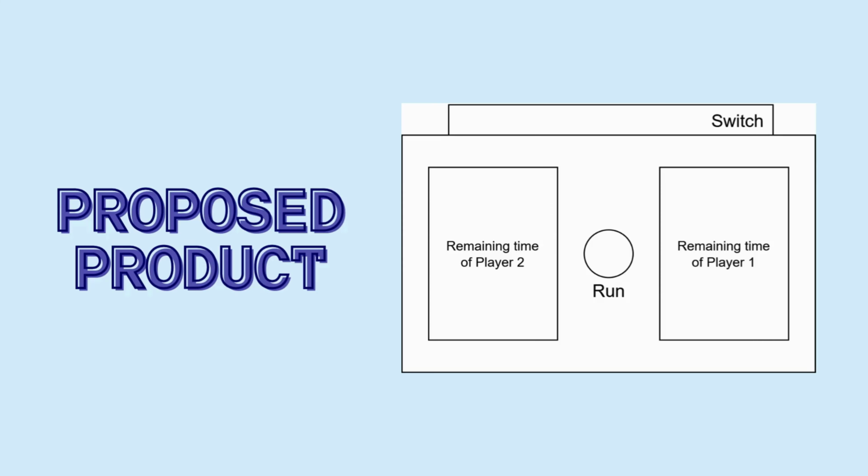The proposed chess clock features a straightforward and user-friendly interface with two primary buttons, the run button and the switch button, allowing effective countdown management for each player. To enhance visibility and usability, the clock includes two 7-segment LEDs. This LED displays the remaining time for each player in a clear and easily readable decimal format.